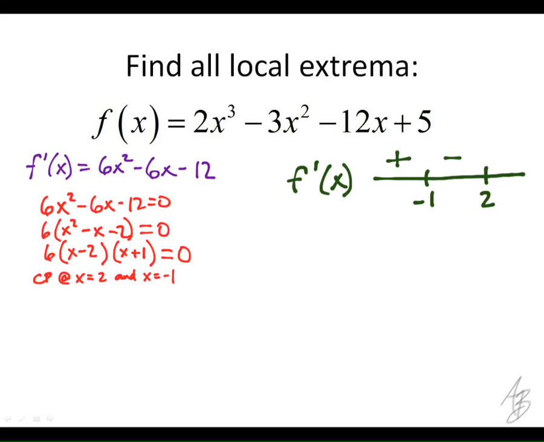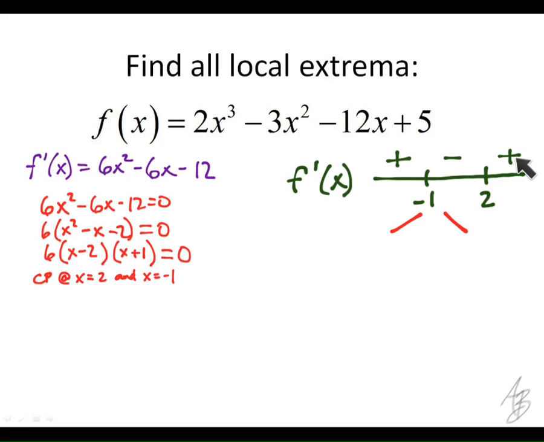And then to the right of 2, plug in 100. Doesn't really matter. Anything bigger than 2, we get a positive times a positive, which is positive. All right, so on this interval, what do we know about the function? Since the derivative is positive, we know the function is increasing. Since the derivative is negative on this interval, we know the function is decreasing.